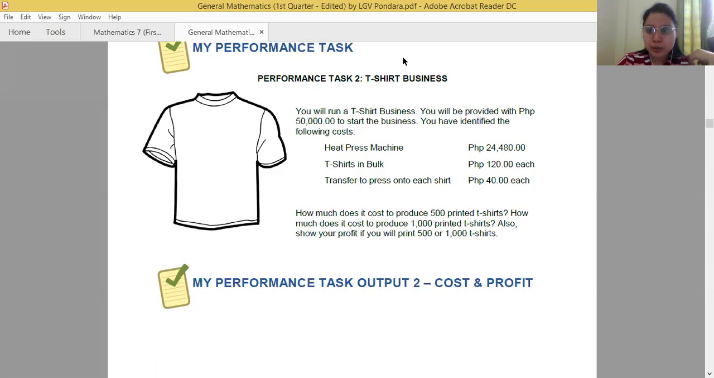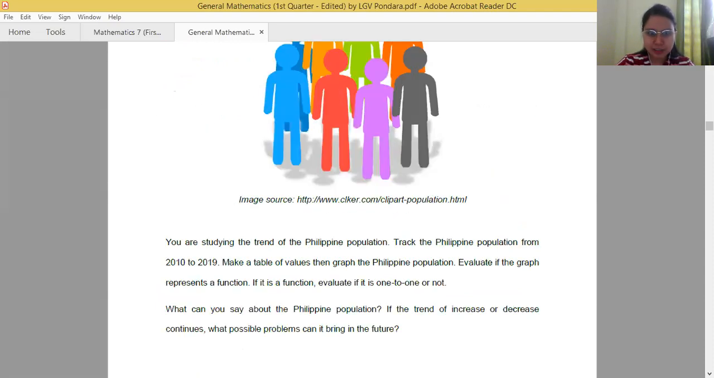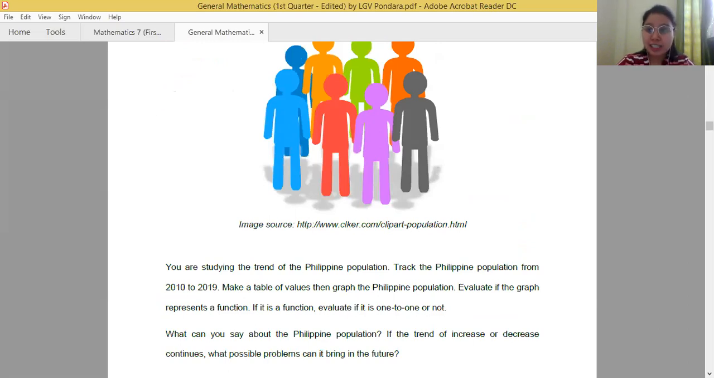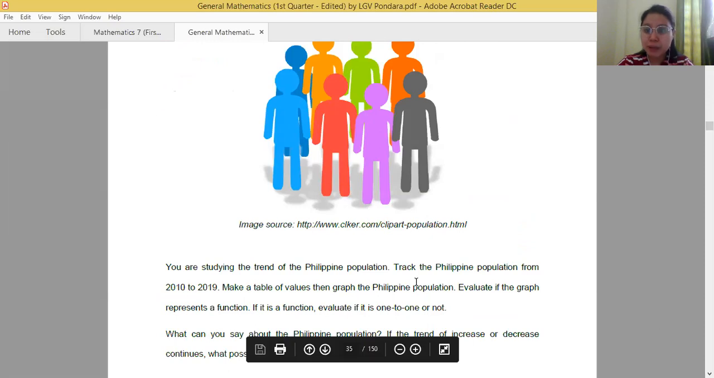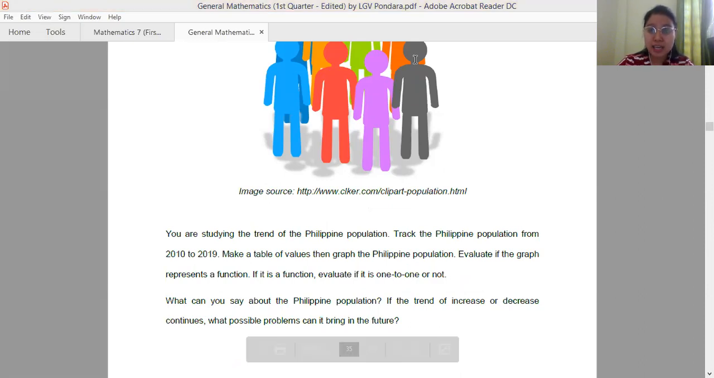Now let me go directly to performance task number 3. This is the easiest performance task actually. Performance task number 3 is you need to study the trend of the Philippine population. So track the Philippine population from 2010 to 2019, research about it, and make a table of values, then graph the Philippine population. Evaluate if the graph represents a function. If it is a function, evaluate if it is one-to-one or not. Then you need to answer this question. What can you say about the Philippine population? If the trend increase or decrease continues, what possible problems can it bring in the future?